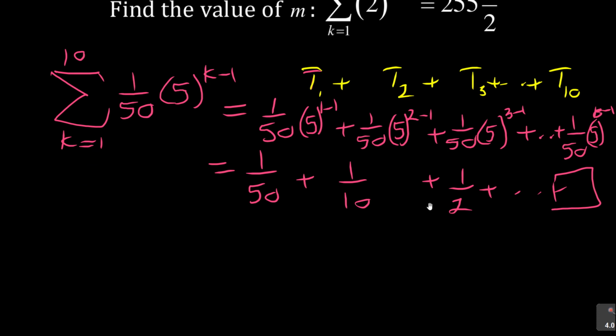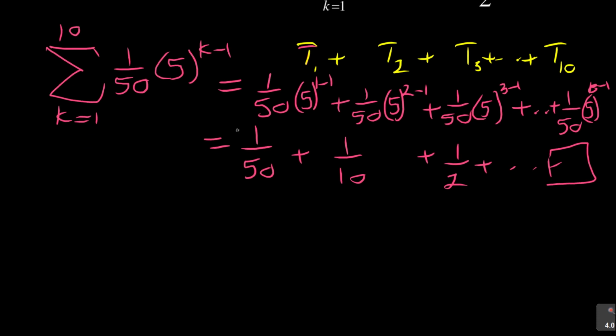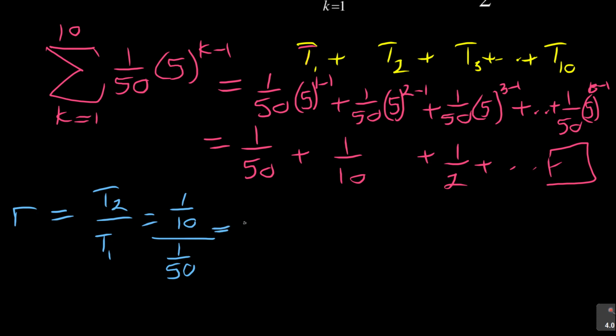Then when it's that, what do I need? Next thing I need is to find my r. How do I find r? r is t2 over t1. What is t2? 1 over 10 over t1, 1 over 50. That's where most of you make errors. Now students, careful, look how I'm going to find r here.